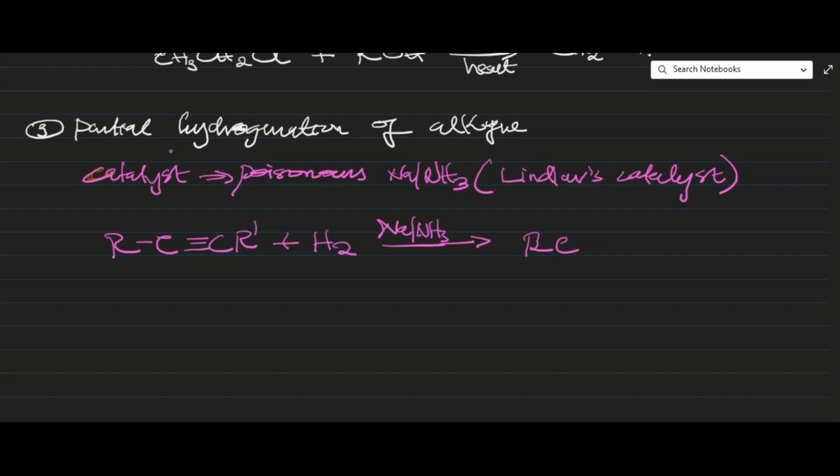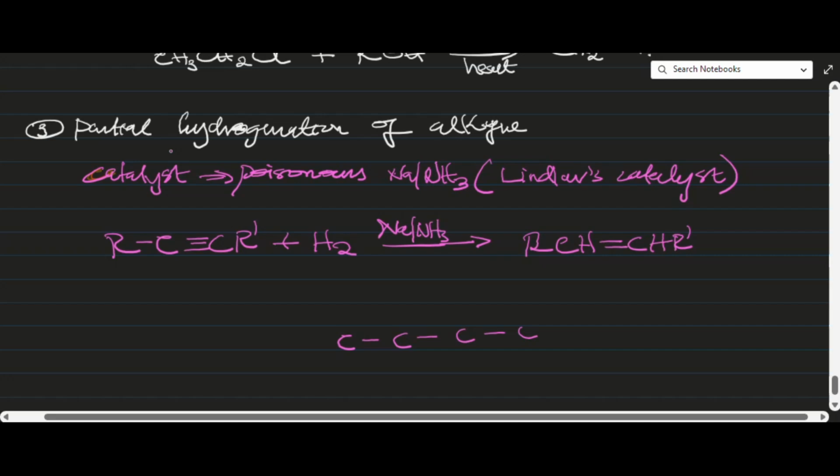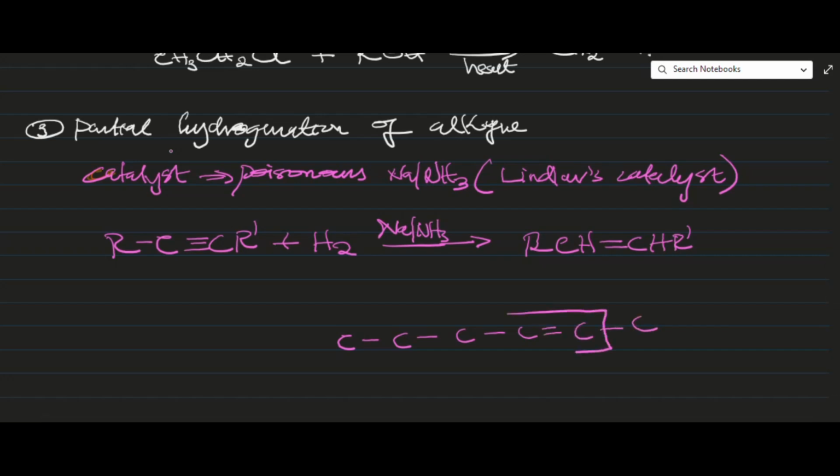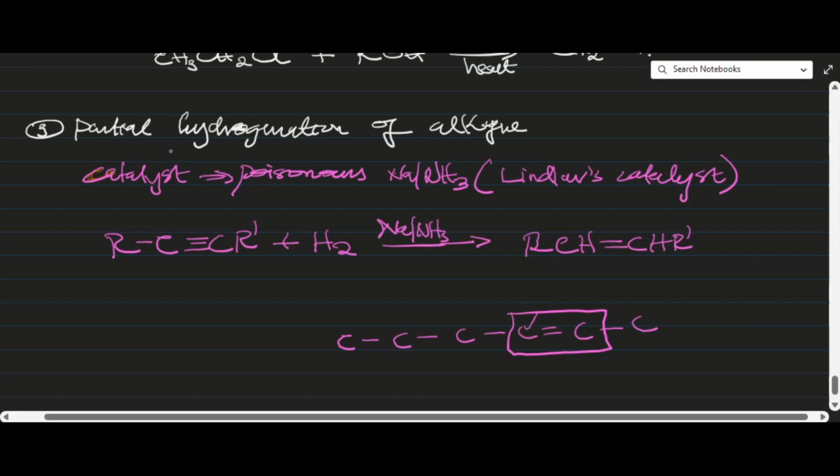RCH, because one hydrogen atom will come here. When one hydrogen comes here, the bond becomes a double bond. Another hydrogen atom here, something like this. Remember, the hydrogen atoms will be added across the double bond, one to the first carbon atom, the other one to the next carbon atom. So if we have something like this, the reaction will occur here between this carbon and this carbon.